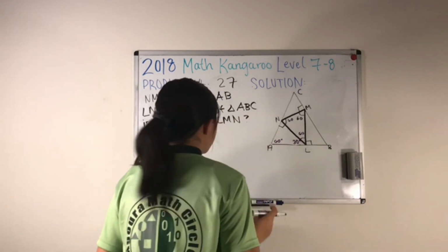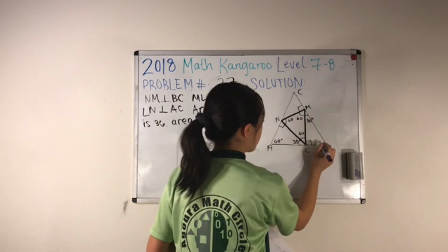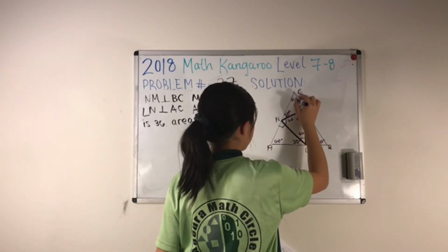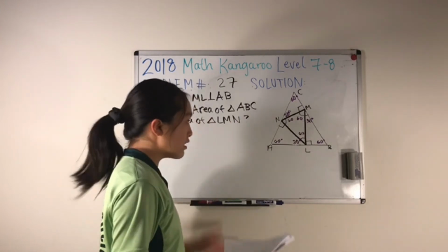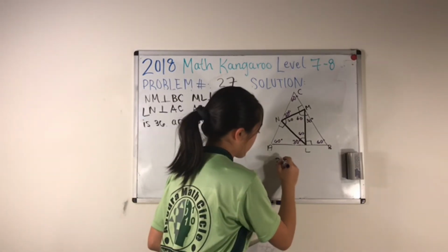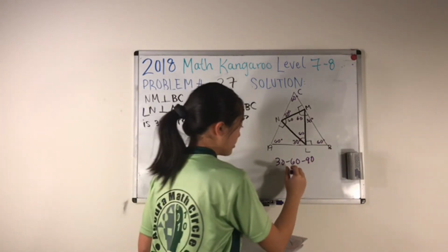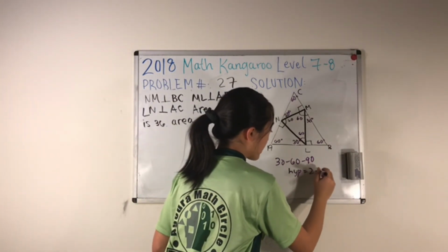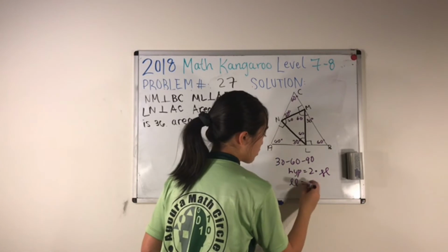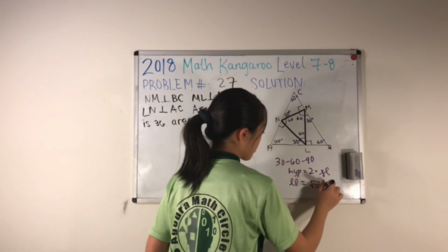The same process repeats over here. This is 30 degrees, and this is 60 degrees. This is 30 degrees, and this is 60 degrees. Now we have all of our angle measures, and as we can see, these are 30-60-90 triangles. With a 30-60-90 triangle, the hypotenuse is equal to 2 times the shorter side, and the longer side is equal to root 3 times the shorter length.